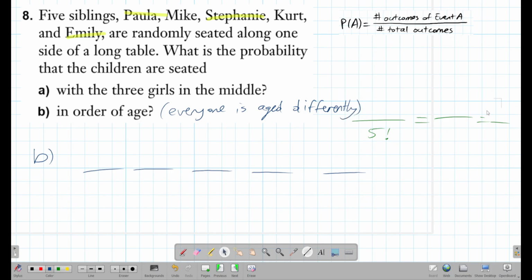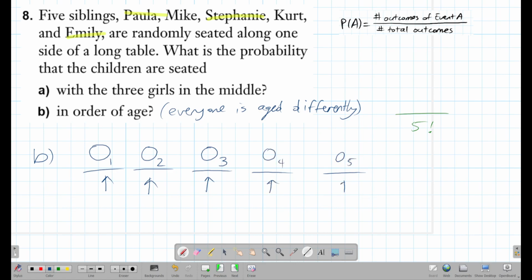If we make this assumption, then we need to look at how we can order them in terms of age. The oldest can go here. If the oldest goes here, I'm going to write O1 for the oldest and then O2 for the second oldest, who has to go here. The third oldest has to go here. The fourth oldest has to go here. And the fifth oldest has to go here. So there's only one way.